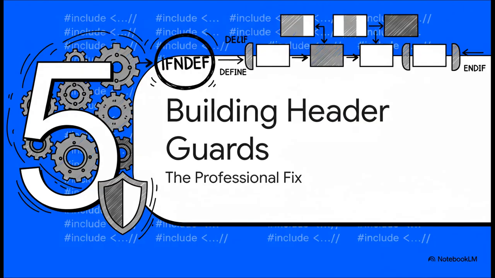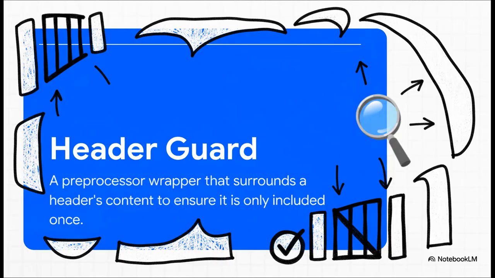So wait a minute. We've all included standard headers like iostream all over the place, and it never causes an error. So how do they do it? How do the pros solve this problem? Well, the answer is a clever little trick called a header guard. A header guard is just a simple but really smart trick that uses those same preprocessor commands.